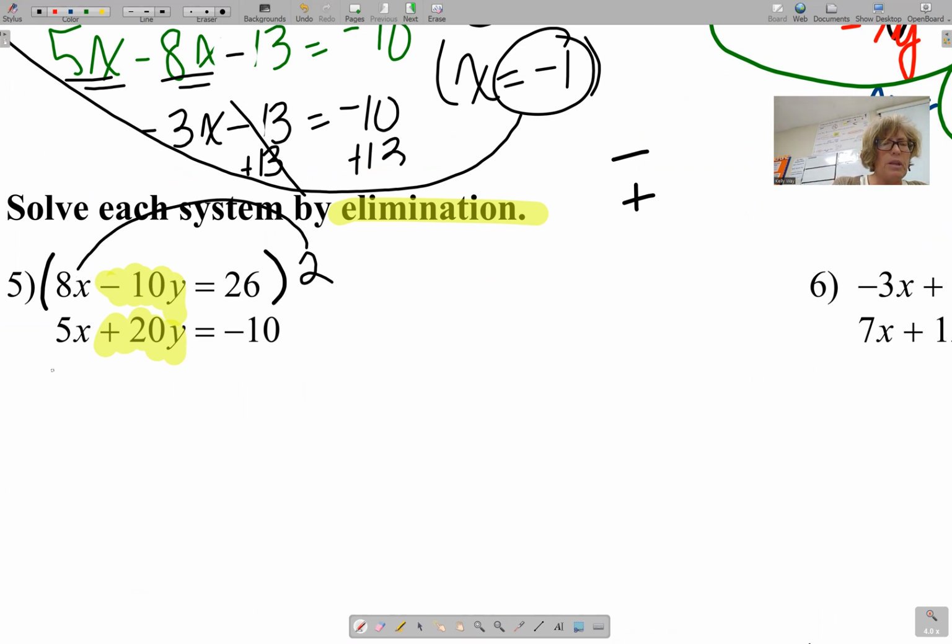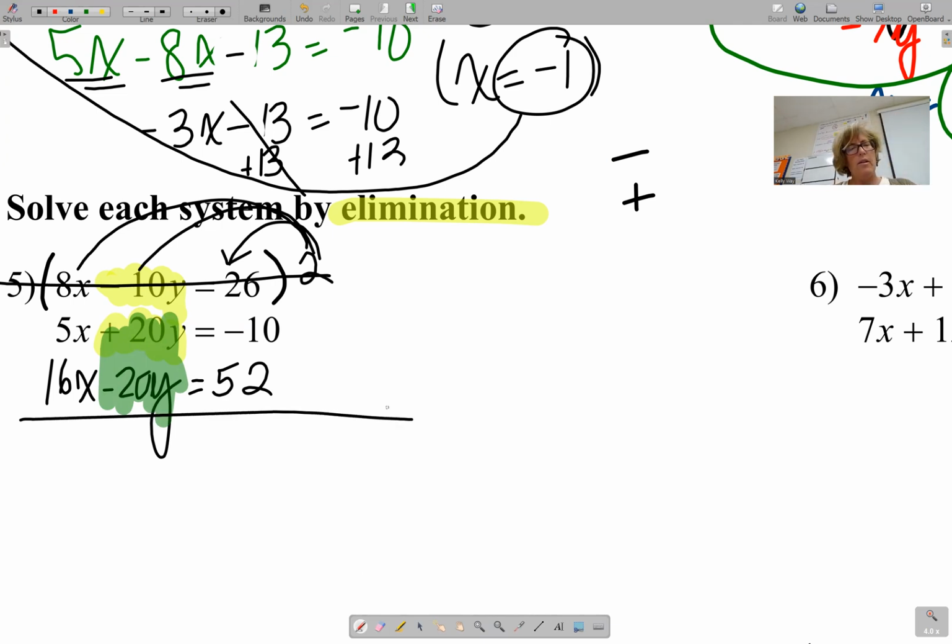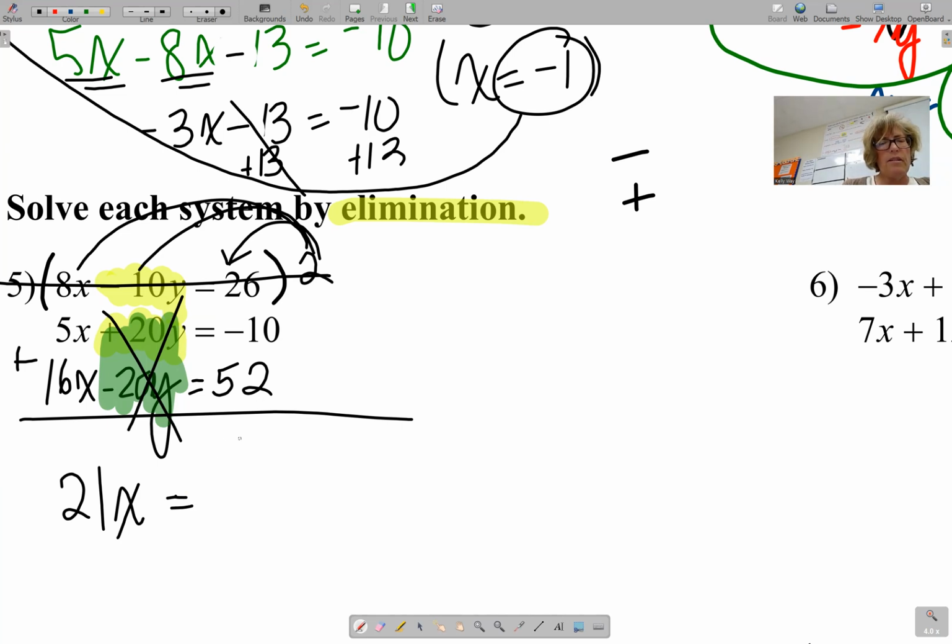Ready? Watch. I'm going to get 16x minus 20y. Make sure you carry every single term. It equals 52. And the reason why is that -20y is now going to be eliminated. So I cross this out. And here we are essentially adding here. So 5x plus 16x is 21x. These cancel. That's -10. -10 plus 52, that's going to be 42 positive. Divide everything by 21, and you get x equals 2.